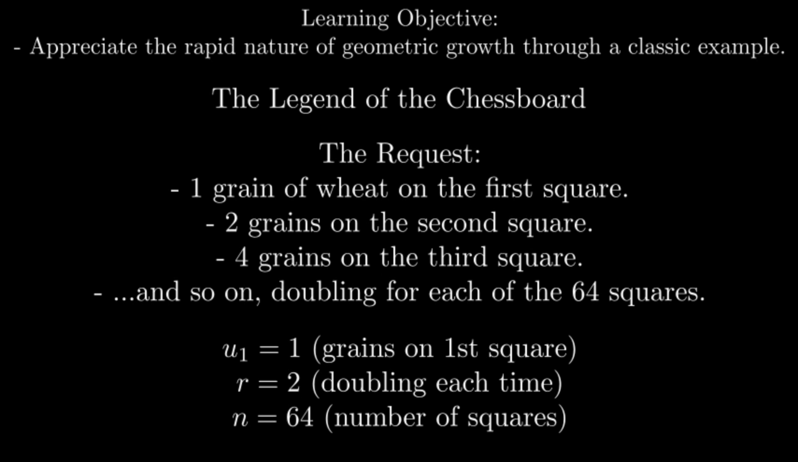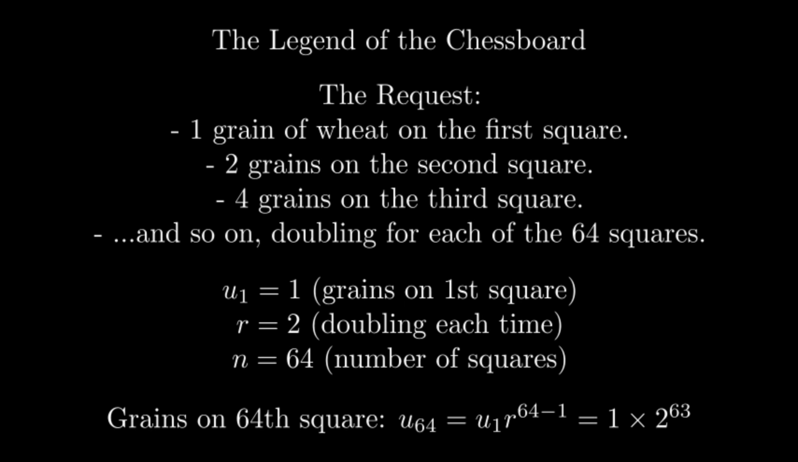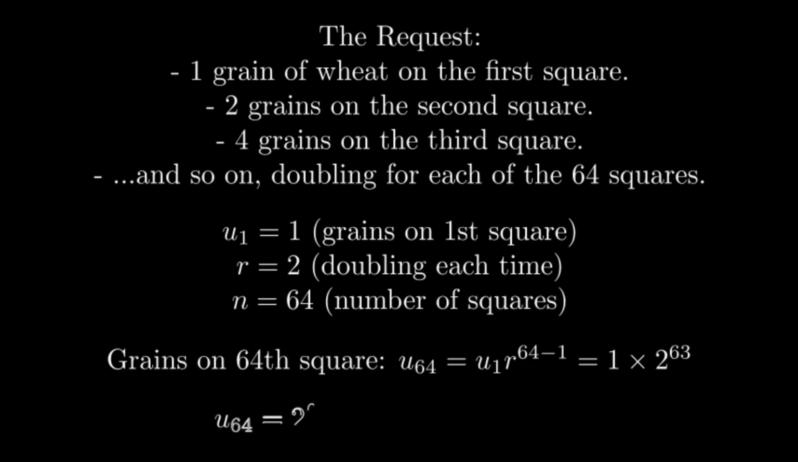First, let's figure out how many grains are on the very last square, the 64th square. We need to find u sub 64. Using our formula for the nth term, u sub 64 equals u sub 1 times r to the power of 64 minus 1. That's 1 times 2 to the power of 63. Now, 2 to the 63rd is an astronomically large number. It's approximately 9.22 quintillion grains. That's just on the last square alone. The king was already in trouble.